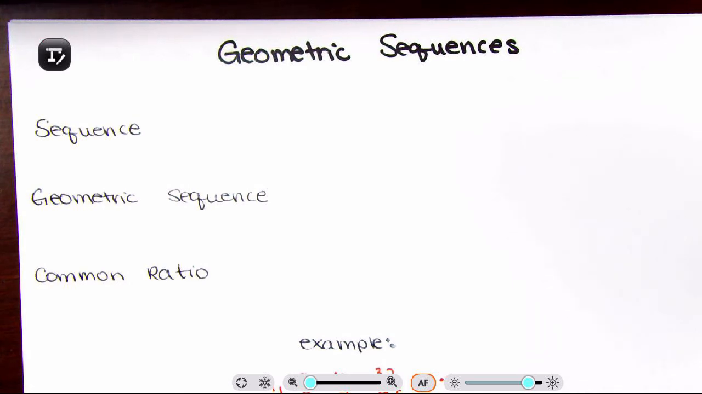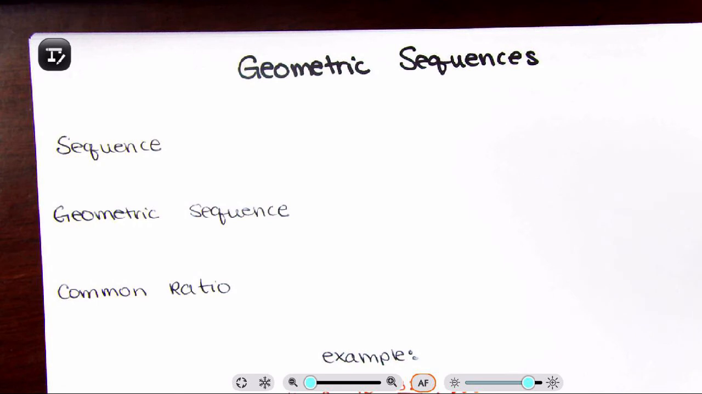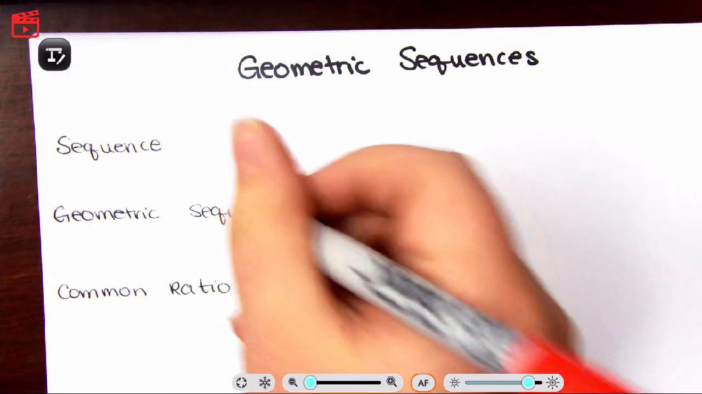All right, let's go ahead and define what a sequence is. Now, we already did that in the arithmetic video. However, let's define it since we are in geometric sequences now. So a sequence is an ordered list of numbers. It's just a list of numbers. It doesn't have to be in any specific order. It's just an ordered list of numbers.